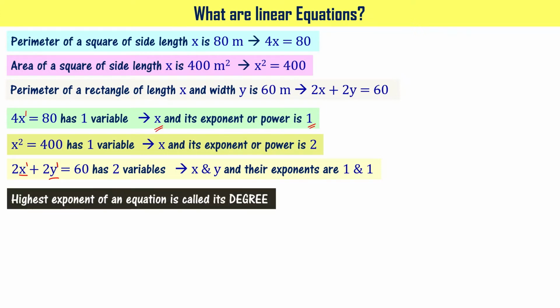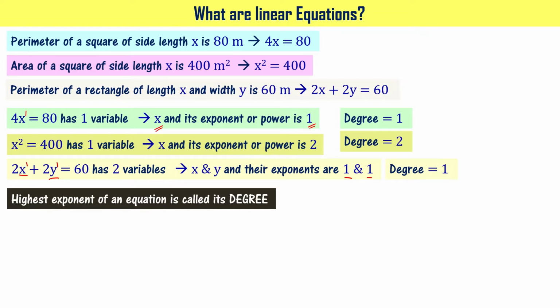The highest exponent of an equation is called its degree. Please note this point. The highest exponent of an equation is called the degree of the equation. Now we have seen for 4x equal to 80, the exponent is 1, right? That's why its degree is 1. For the first equation, the degree is 1. For the second equation, x power 2 is there. It means the degree is going to be 2. When it comes to the third equation, the exponents are 1 and 1. It means the highest exponent is just 1, right? That's why its degree is going to be 1.